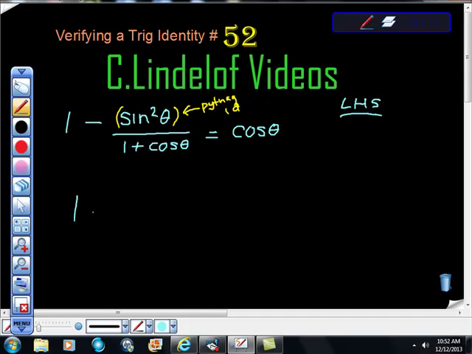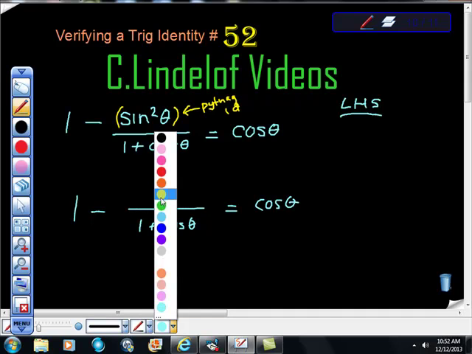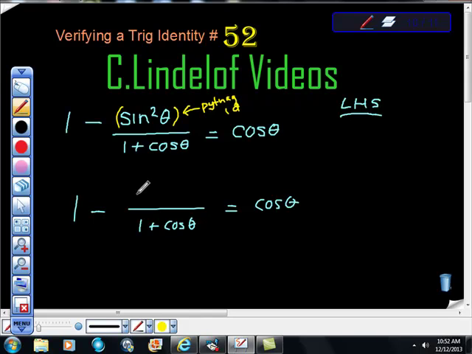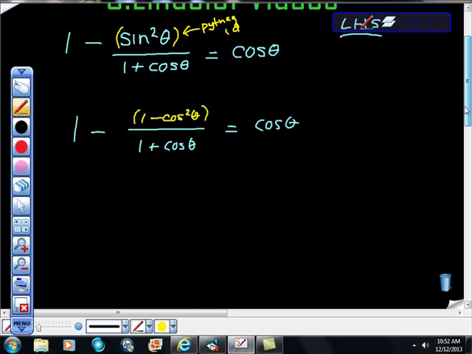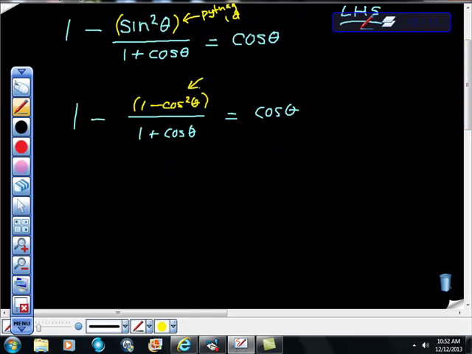So I have 1 minus 1 plus cosine theta equals, and then of course the Pythagorean identity for this is 1 minus cosine squared theta. Not cosine squared theta minus 1, but this. So far so good? Second clue I gave was difference of squares, and this is a difference of squares.